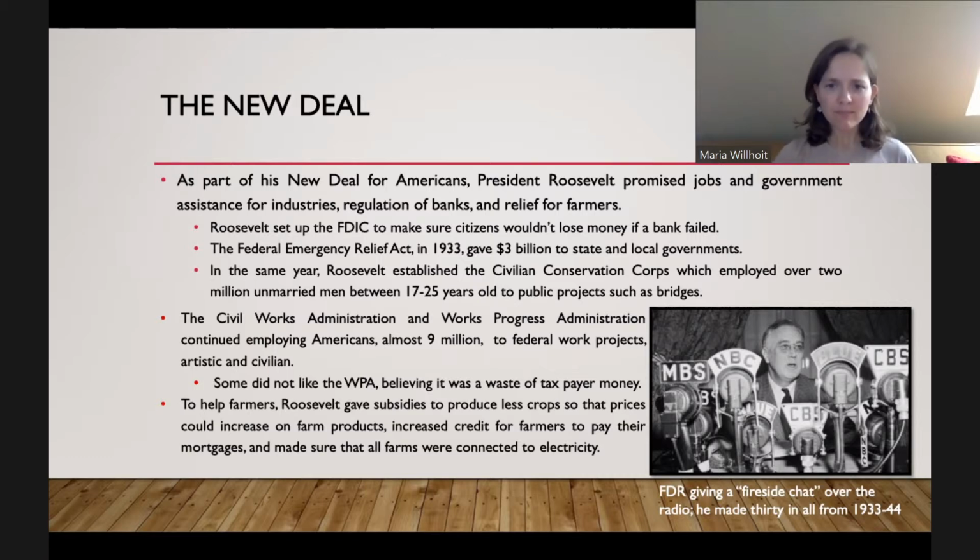And that was a way to try to prop up farm prices to get more money into farmers' hands, into the economy. Roosevelt also increased credit for farmers to help pay off their mortgages. And he also made sure that farms were all connected to electricity, because believe it or not, a lot of them weren't connected on an electrical grid. Many of them were isolated. And to have electricity, it's a way to modernize your farm. It's a way to stay connected. So he felt like that was a big necessity as well. So this is all part of his New Deal, trying to fix the government, trying to fix the economy, really.